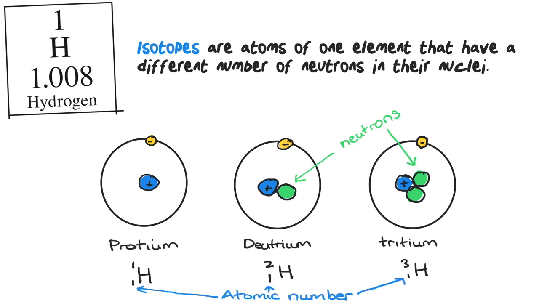So the atomic mass is the average of all those isotopes. In fact, this number tells us that the majority of the isotopes of hydrogen are protium because the number is closest to this isotope.